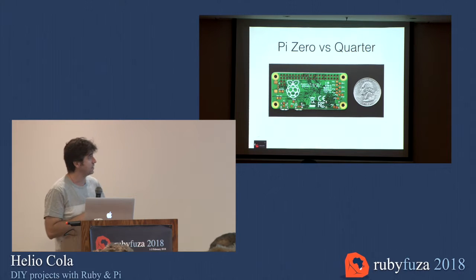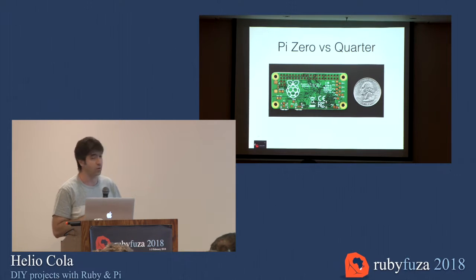And to give you an idea, this is a Pi 0 versus a US quarter. So it's really, really small. That's probably half of the size of a credit card, roughly.